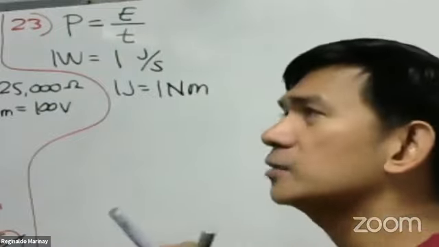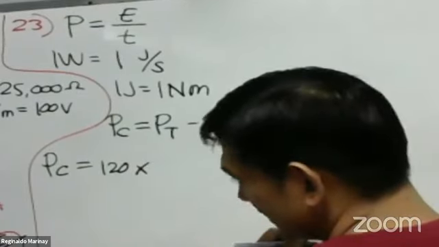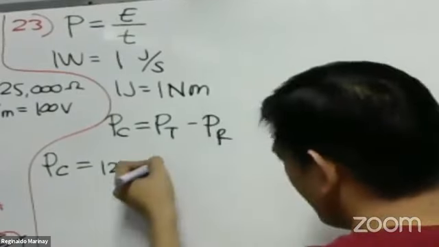So that is our PC. What is our PC equal to? Basically, it is equal to the total power minus the power at the resistor or at the meter. So what is the total power? The total voltage is 120. What is the total current? 4 times 10 raised to negative 3. That is our total power, minus our PR.